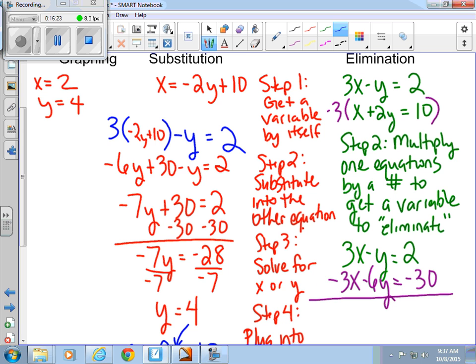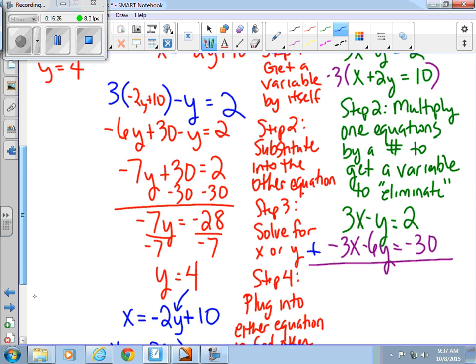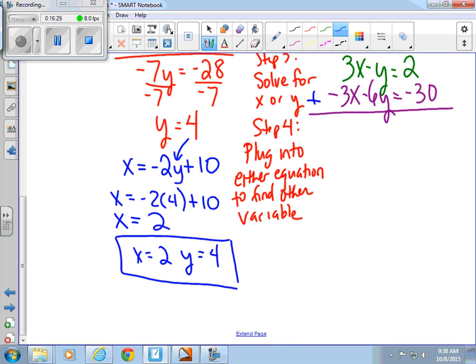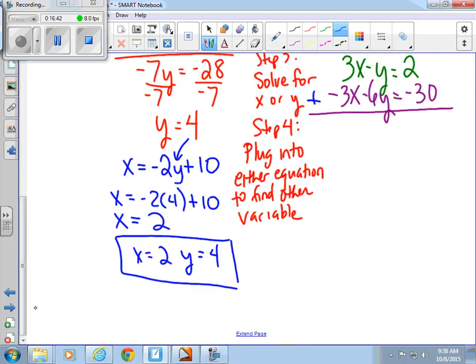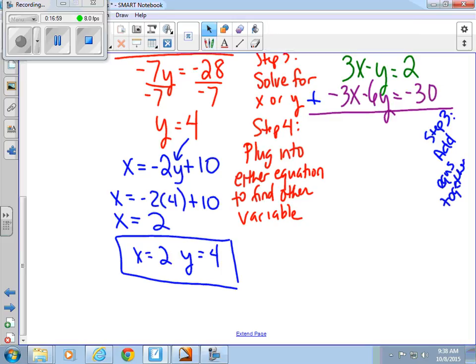We're going to add those two equations together. Step 3. What is 2y times -3? So you have to multiply everything by it. So step 3, add the equations together. Add those equations together. And if I do, what happens?